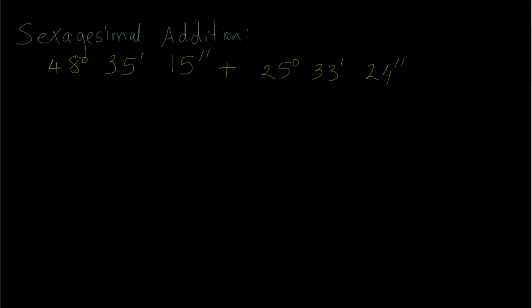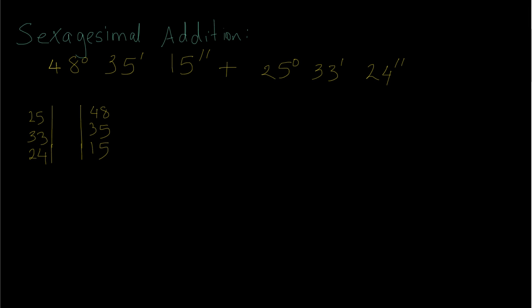Okay, so in this case he creates 3 columns and he puts one of the numbers on the right, 48, 35 and 15, and then the other number on the left, 25, 33, 24, so that the numbers in the same positions are facing each other, and the answer will be obtained in the middle column, step by step.